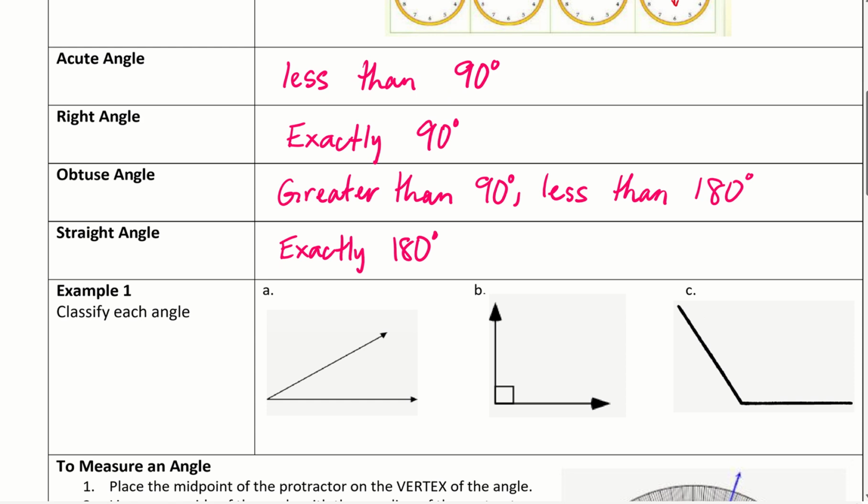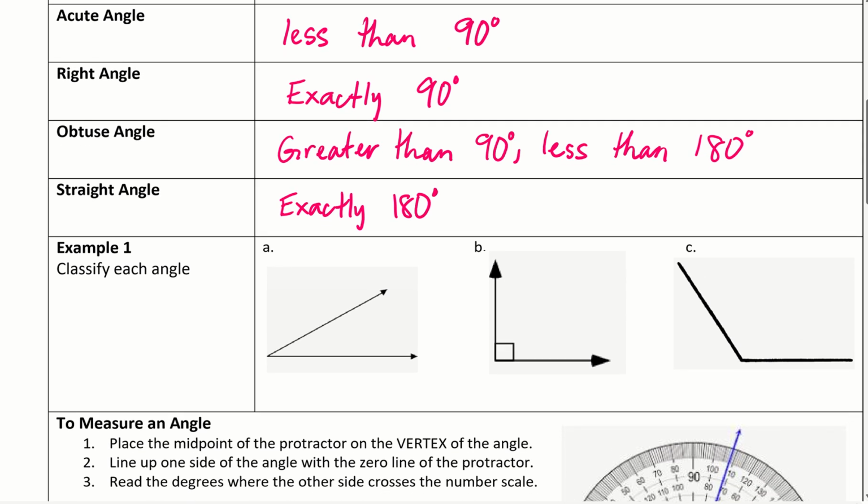All right. Last bit here, example 1, classify each angle. Remember, we talked about the square method. You can see it on B here. If we have that square, notice for B it fits perfectly in the corner, so that would be a right angle. We also talked about using the square to find the angles. There's the square right in the corner. You can see that the line goes through that square. That makes it an acute angle.